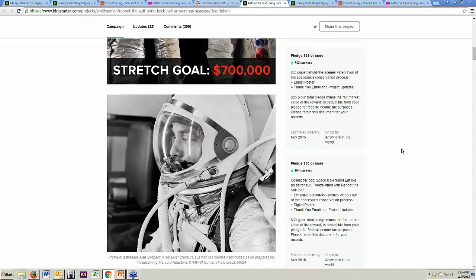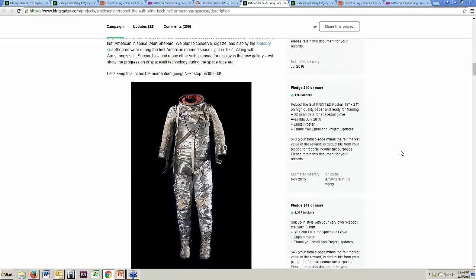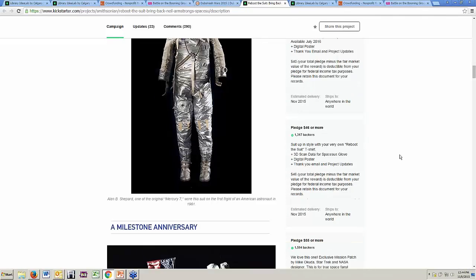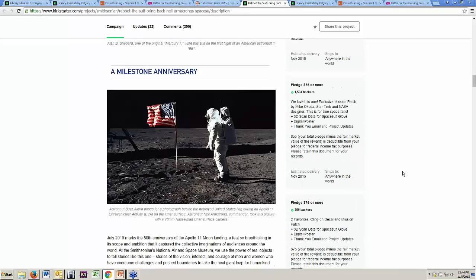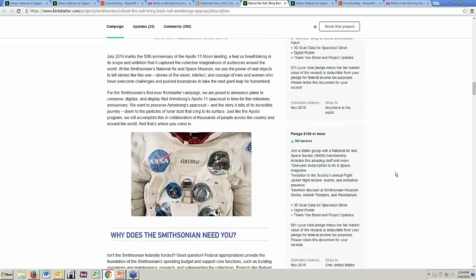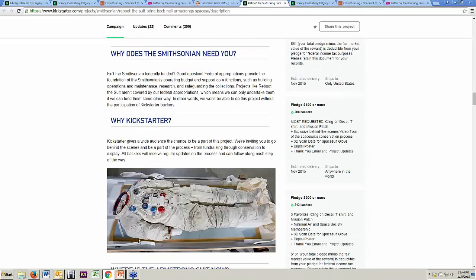They had a lot of pictures in here as well. And I think that this was a compelling ask for people around the country, not even people who would necessarily go to see the spacesuit at the Smithsonian, but people who are interested in history, space nerds, and this is a great Kickstarter campaign.